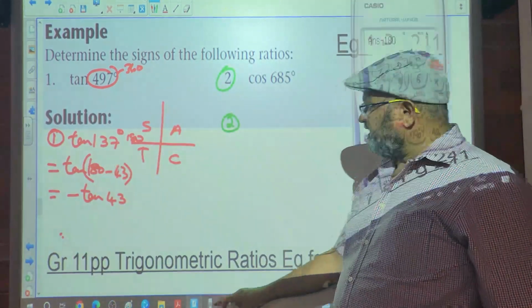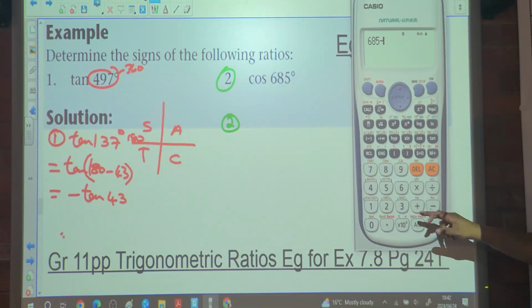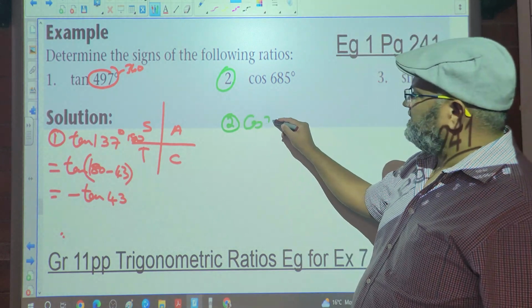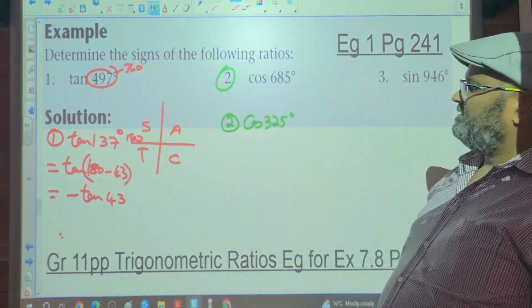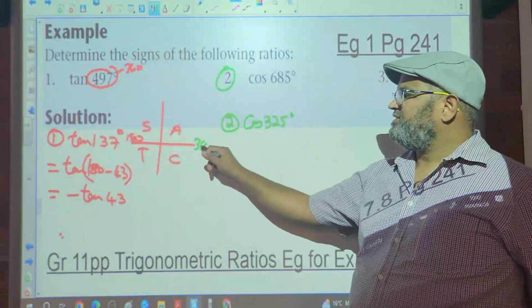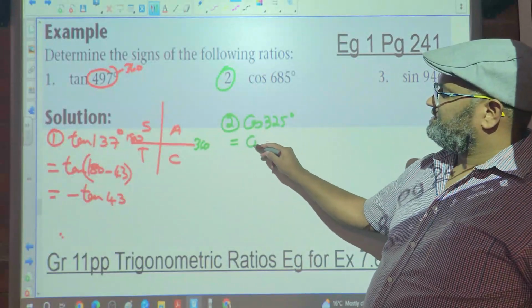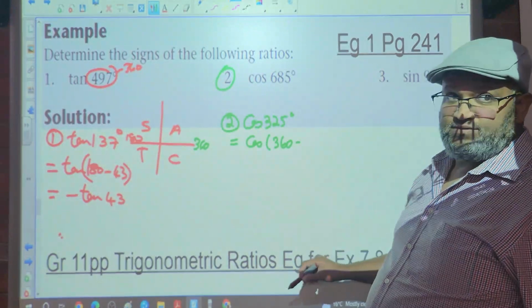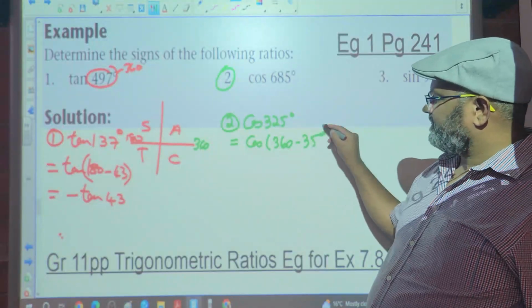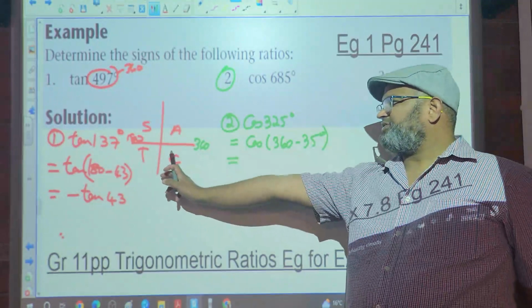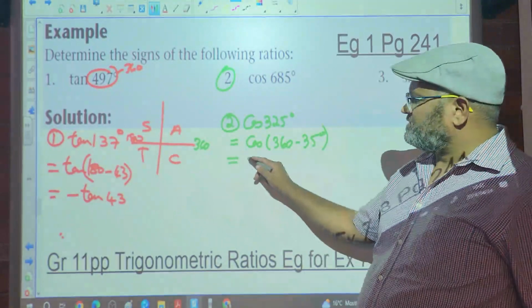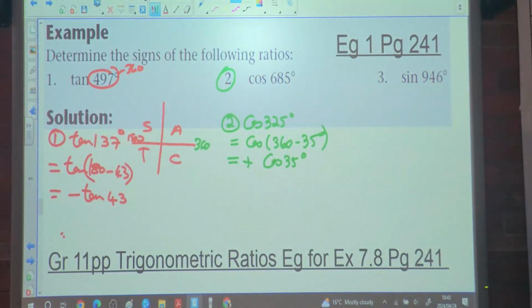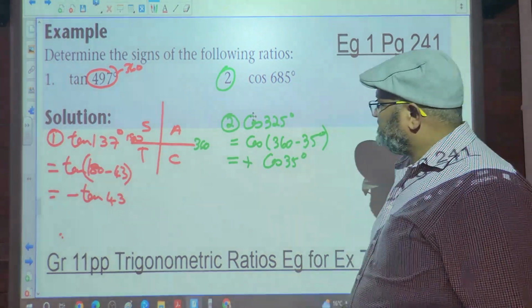Cos of 685. So I say 685 minus 360 gives me 325. So it's cos 325. Which quadrant is 325 in? Fourth quadrant. How do you get in the fourth quadrant? So I say cos of 360 minus 35. Okay, so 360 minus 35 in this quadrant. Is cos positive or negative? Positive. Positive cos of 35. Okay, you guys understand? Look at number 3.